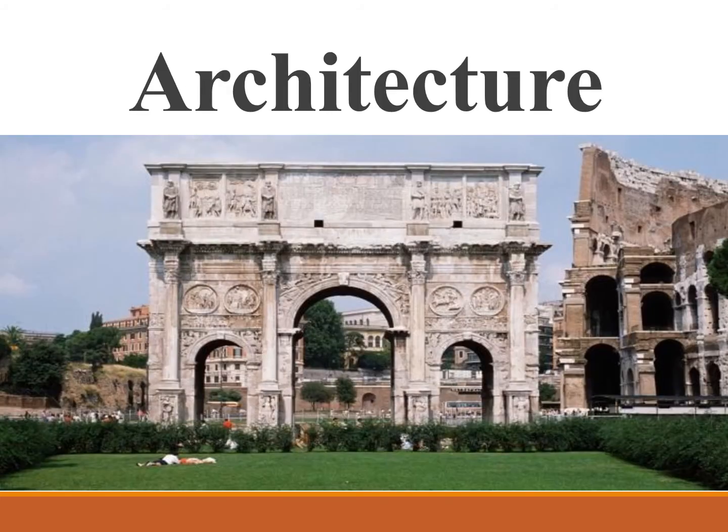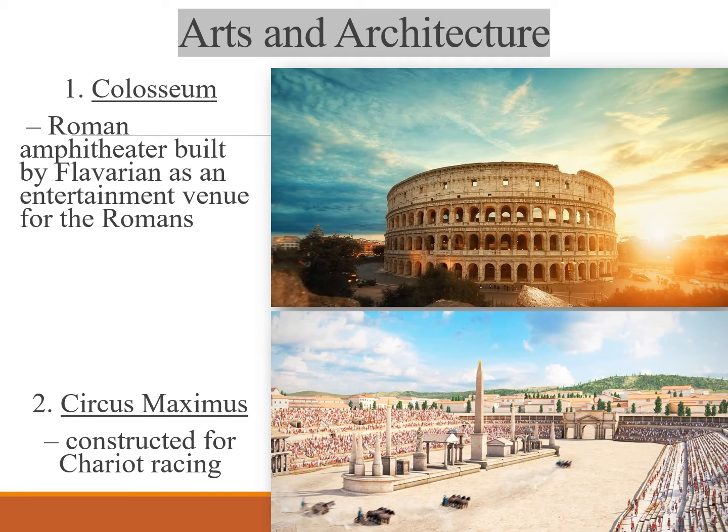Next, we have the architecture. Now, it is believed that the Romans were the first to effectively harness their power in the construction of bridges, monuments, and buildings. First example of their architecture, class, was the Colosseum. Now, the Colosseum, class, was the emperor's gift to the Romans.